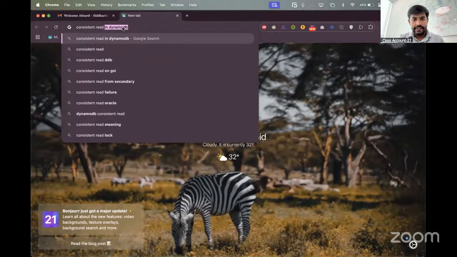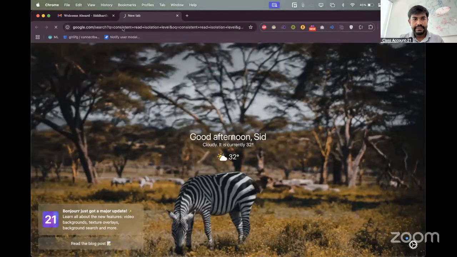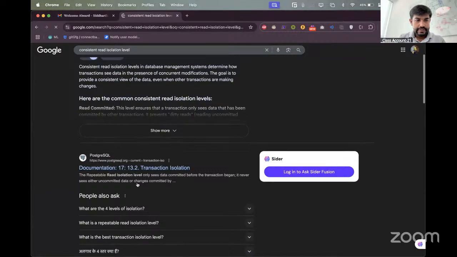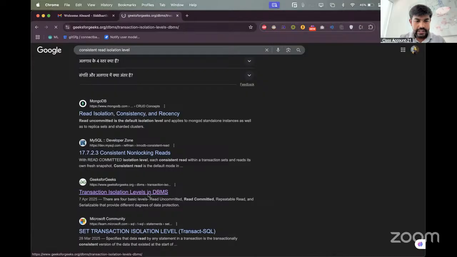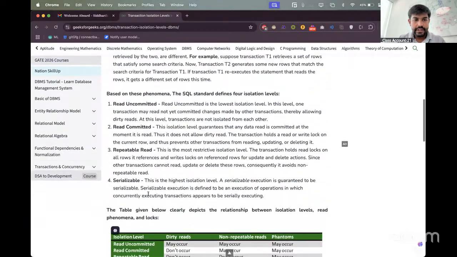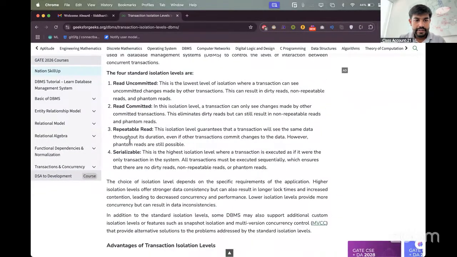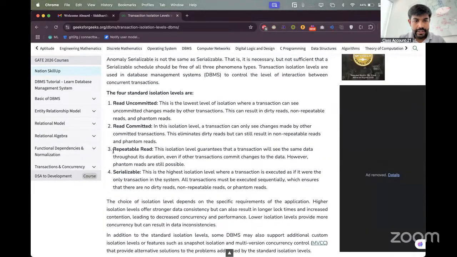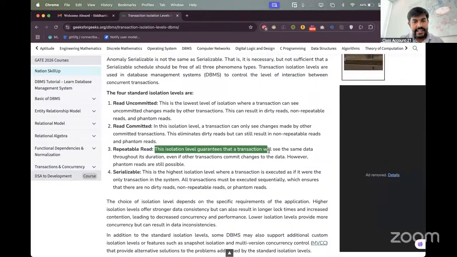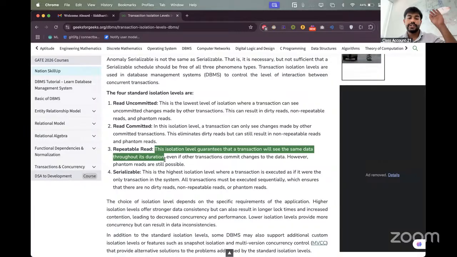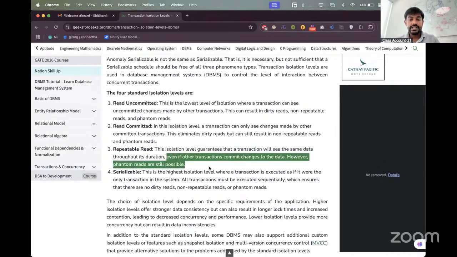Consistent read isolation level. Transaction isolation level in databases, consistent read. Repeatable reads. This isolation level guarantees that a transaction will see the same data throughout its duration, even if other transactions commit changes to the data. However, phantom reads are still possible.